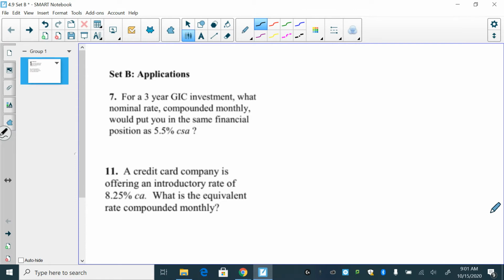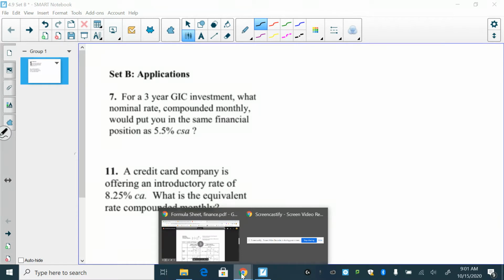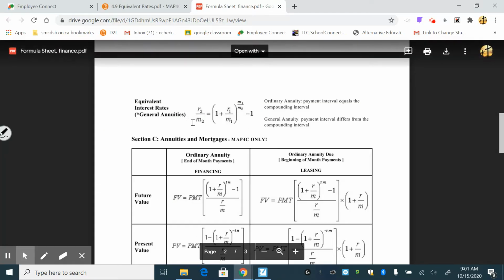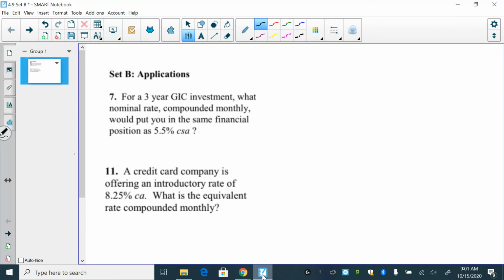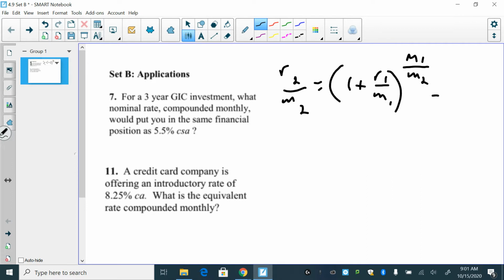Okay, so remember, you're going to your formula package and you got to scroll further down to equivalent rates right here. Okay, so remember that's the new one, R2 over M2 equals 1 plus R1 over M1 to the exponent of M1 over M2 minus 1. So R2 is the new one. The new rate I'm looking for is compounded monthly. So I'm looking for R2, when it's compounded monthly.